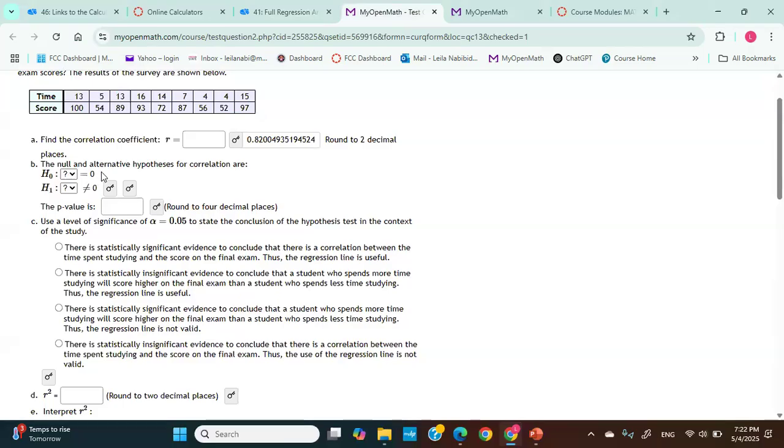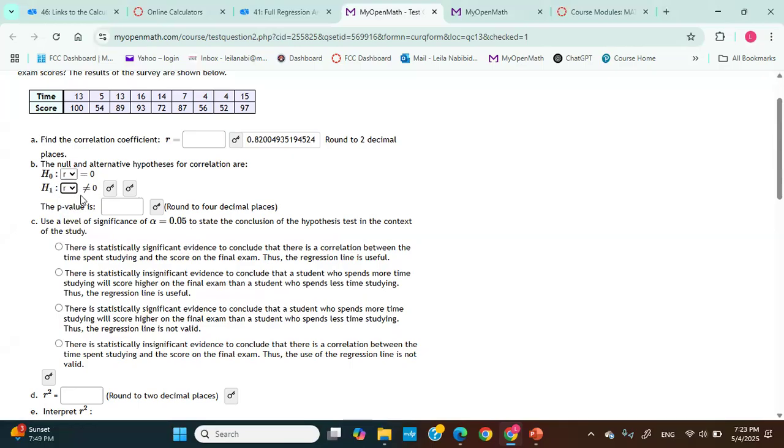Now it's asking you to write a null and alternative hypothesis for the correlation. To write a null and alternative hypothesis, I told you that you can use rho, because rho is for the correlation coefficient. When we check the notation options here, we see there is only R and mu. There is no rho. But mu doesn't make sense because we're not talking about the mean or average. We are talking about the correlation. So we have to choose R.